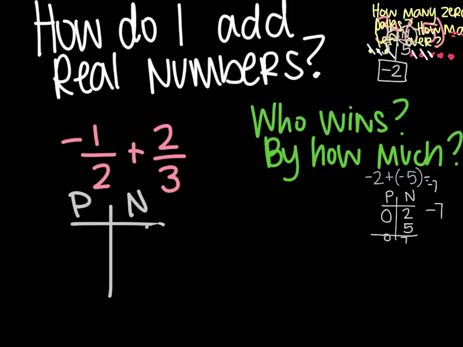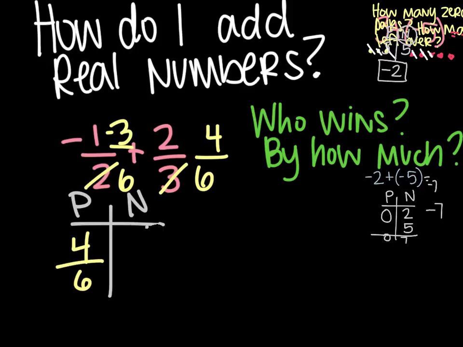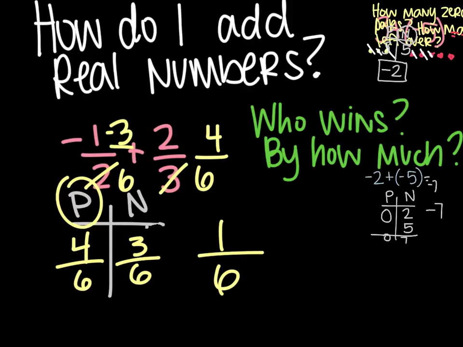And in this case, it's going to be 6. Times 3, so we have negative 3/6, and times 2, we have 4. So negative 3, you can now kind of ignore the denominator a little bit, but positive is 4/6, and negative is 3/6. Who wins? Positive wins. How much do they win by? They win by 1/6, so the answer is 1/6.